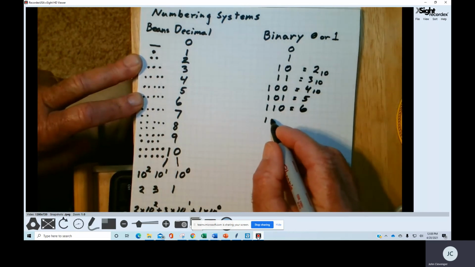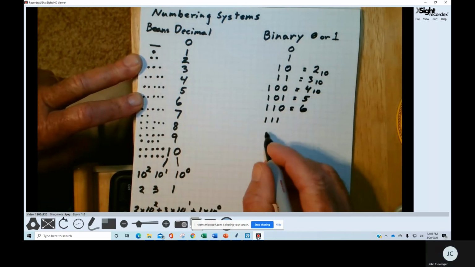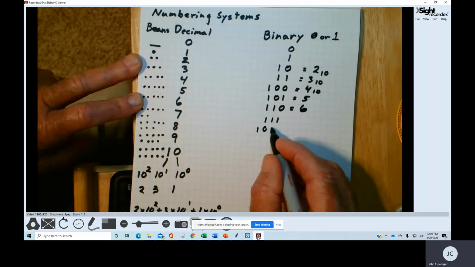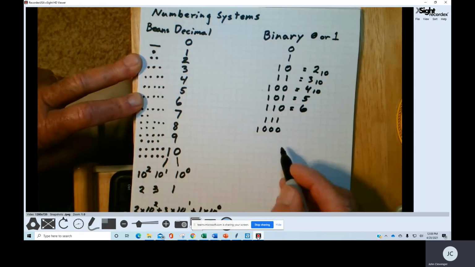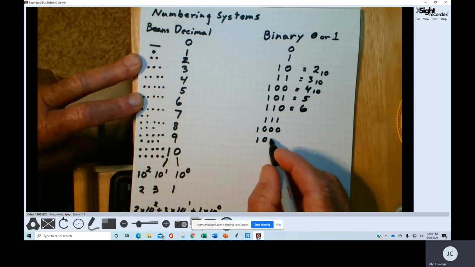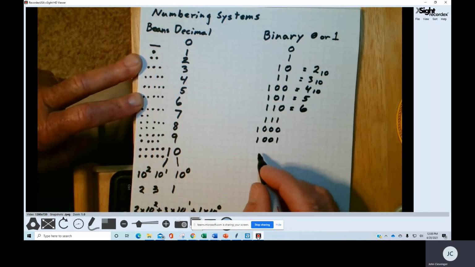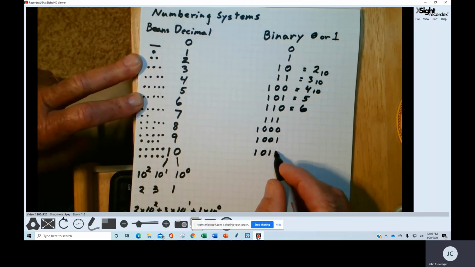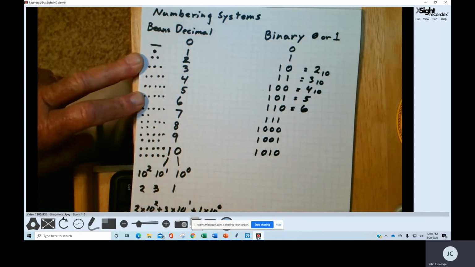7 would be 1, 1, 1. 8 would be 1, 0, 0, 0. 9 would be 1, 0, 0, 1. And 10 would be 1, 0, 1, 0.